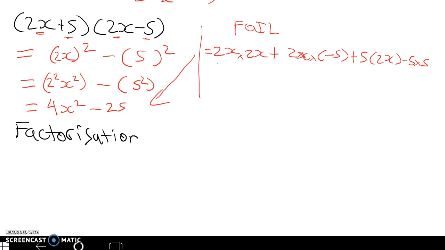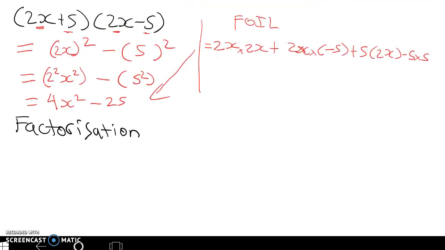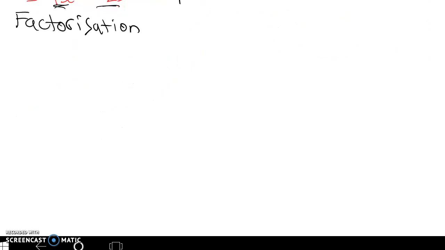Now we're going to look at the factorization, which is just the reverse process of our expansion. We're looking for an expression of this pattern and trying to end up with a result that looks like this: two sets of brackets with the same numbers and just a different sign in between. So if I have an expression that looks like x squared minus 49, all I have to do is identify the two square numbers.